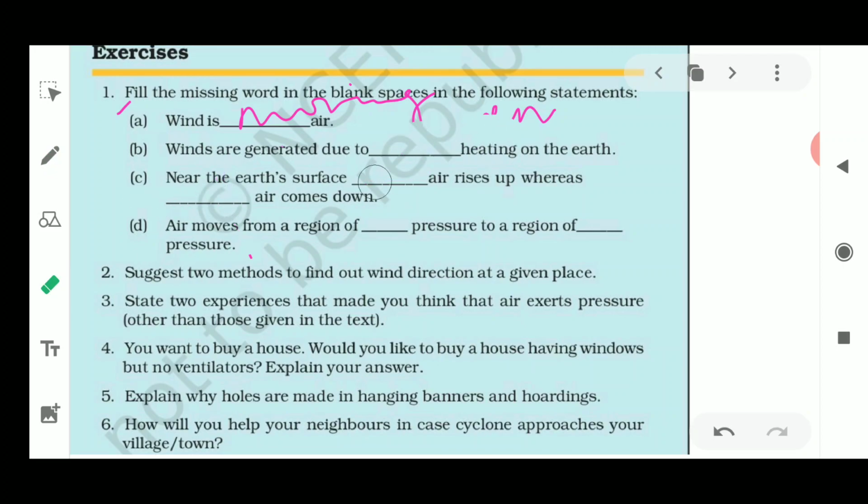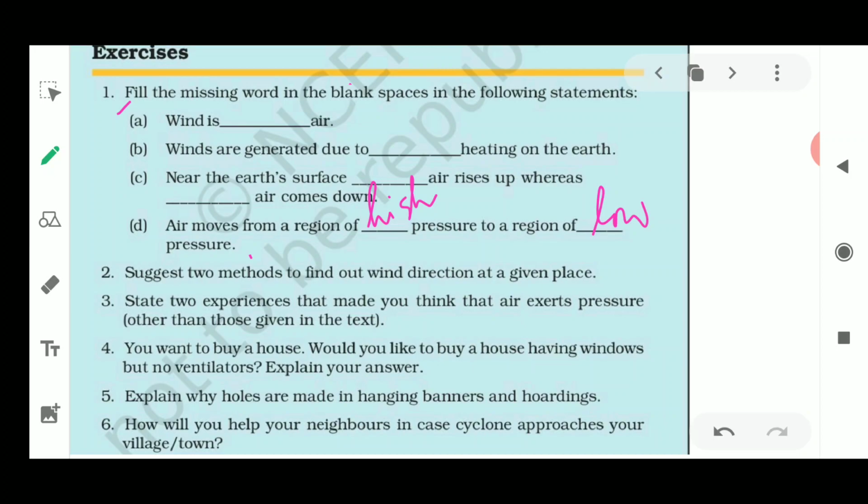Next we will see D, the fourth fill in the blanks. Air moves from a region of dash pressure to a region of dash pressure. It is again a very easy blank: air is always moving from a region of high pressure to low pressure. That is why we have seen that winds were blowing because of the movement of air from high pressure to low pressure. That is why cold air was coming downside, where the empty space was made by the hot air which was rising up.